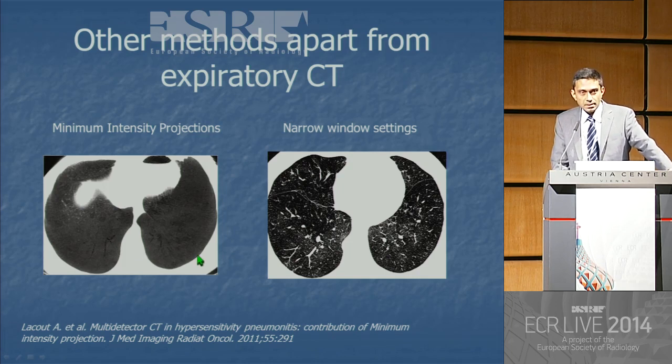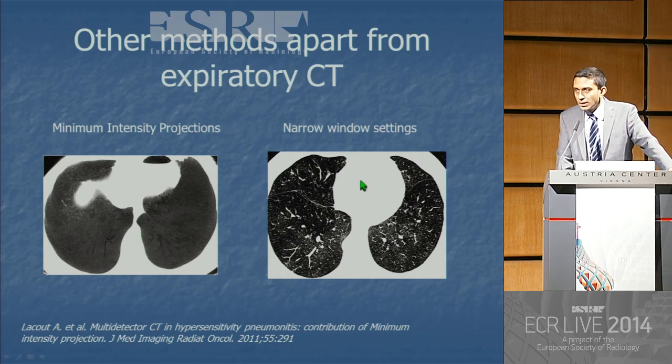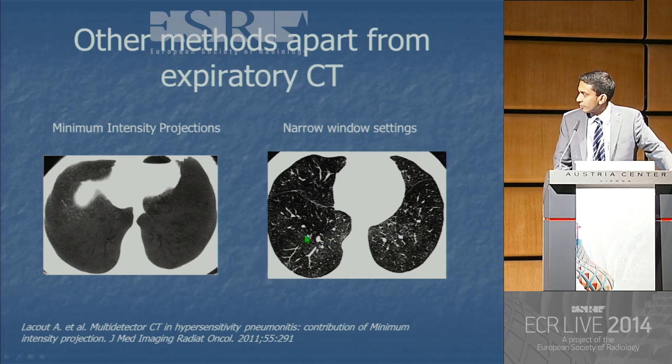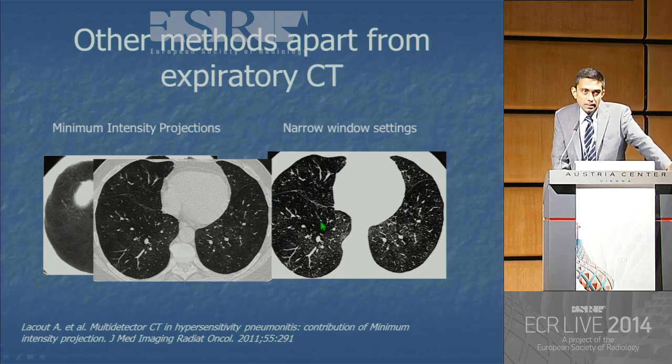But what is very easy to do is to simply narrow the window settings. If you are not sure whether you're dealing with a mosaic attenuation pattern, simply narrowing the window width to about 300 can give you a very striking image of grey lung next to black lung. And just to show you, that was the standard window settings at the same level. So such a simple maneuver can sometimes make a subtle mosaic attenuation pattern more obvious.